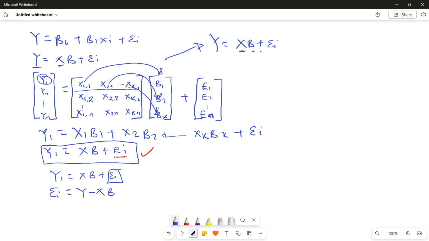Now we know that this error term measures the deviation between y and xb, between the dependent variable and the variables that are explaining it. In short, it measures the deviation between the dependent and the independent variables. So what we want is to minimize this error term.